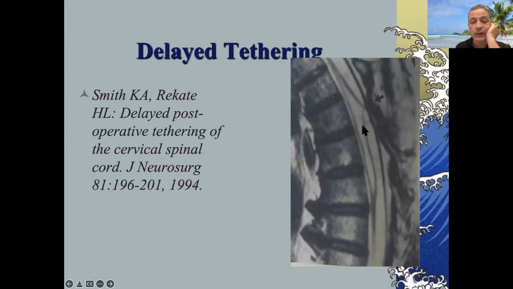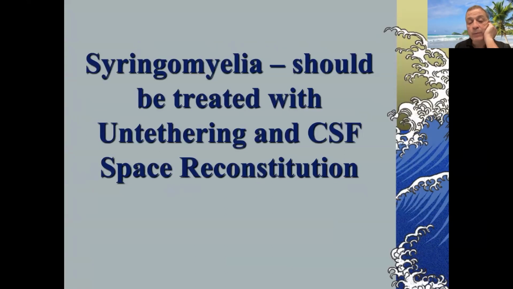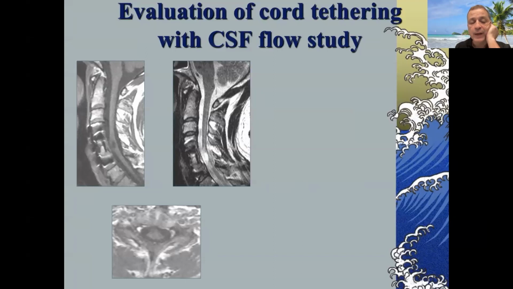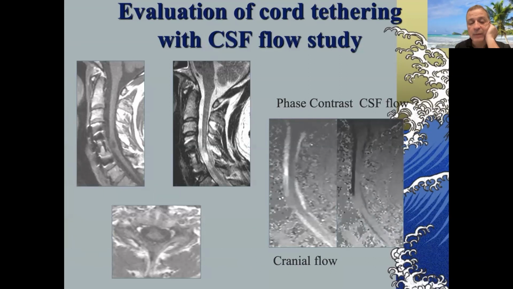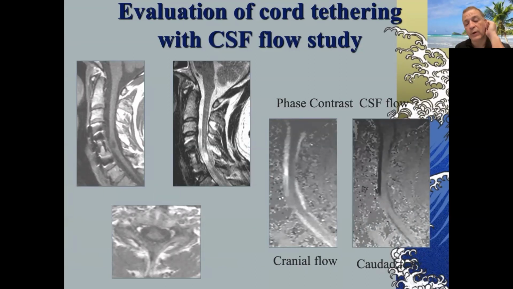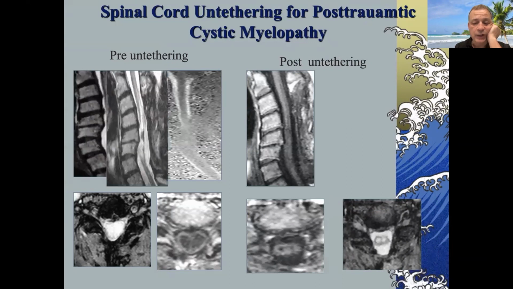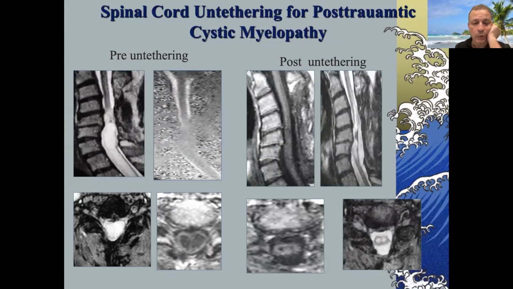This is an example of a tethered cord. One potential way of treating it, if it's focal blockage, is basically untethering the spinal cord. This was described by the late Bernard Williams. That's simply untethering the cord and then often doing a duroplasty. This is an example of someone with a cyst of the cord where it was untethered and the CSF flow was reestablished. That's shown in these sagittal and axial views pre and post-op.